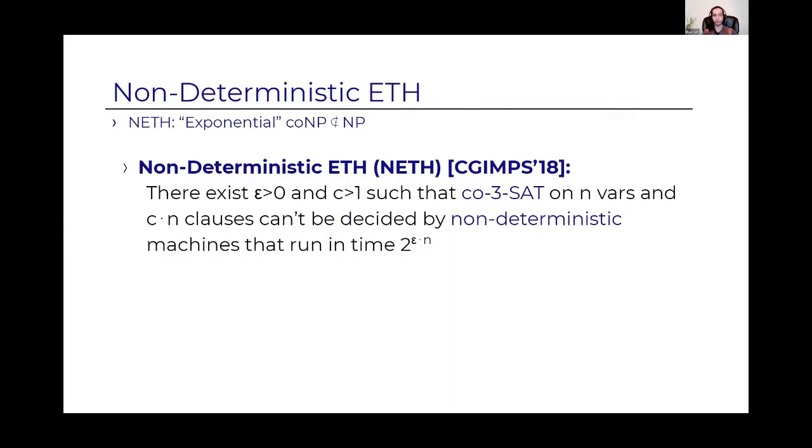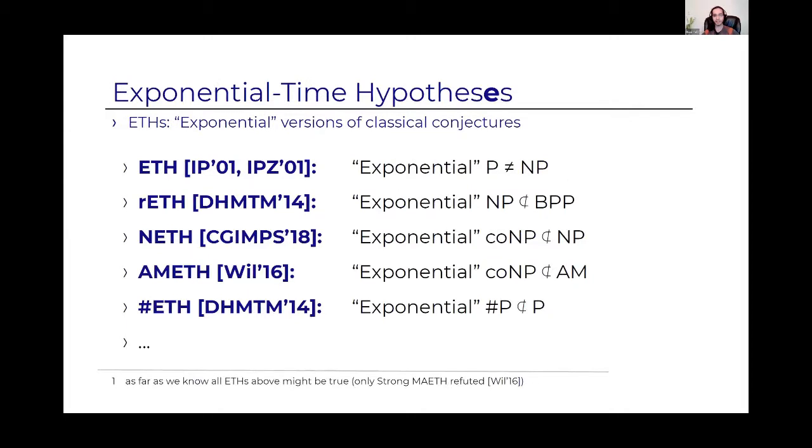And you know, we can do this all day. We can take any classical complexity conjecture and consider an exponential version of it. And they have been considered in the last years. For example, an exponential separation of co-NP from AM, or an exponential separation of sharp P from P.